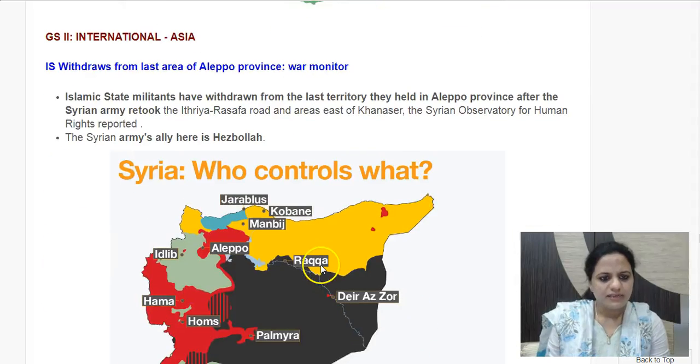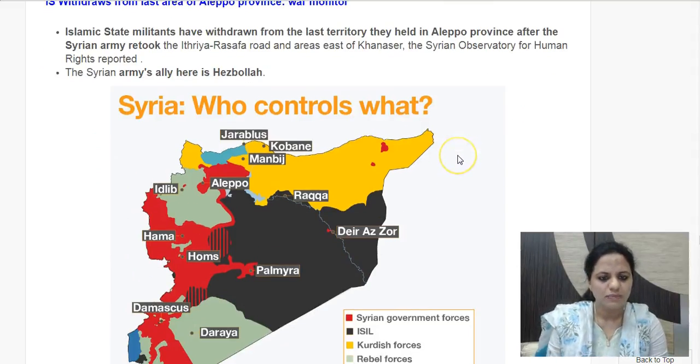Then the next news item is IS withdraws from last area of Aleppo province, War monitor. So Syria also, we are seeing that the civil war in Syria is going on, and now Islamic State militants have moved out of Aleppo province also, withdrawn from this region, is the news coming forth.